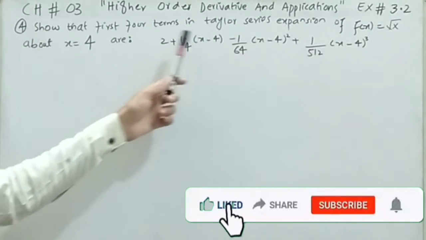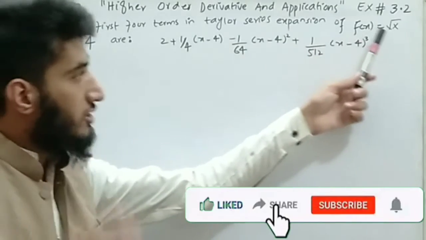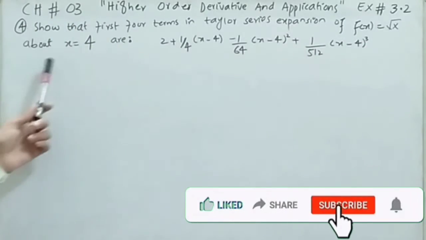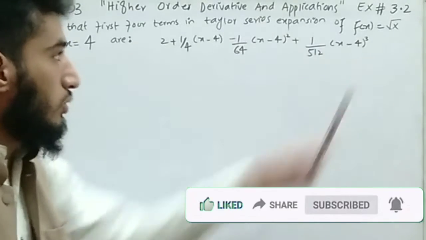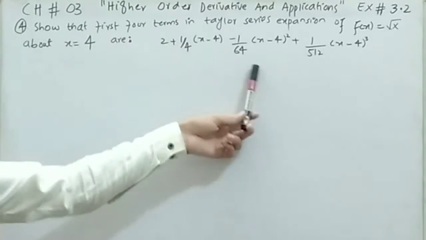Show that the first four terms in the Taylor series expansion of f of x is equal to root x about x is equal to 4 are these 4 terms. We will prove that f of x is equal to root x, and x is equal to 4 will give us this value.